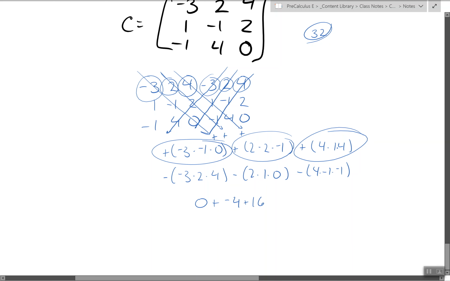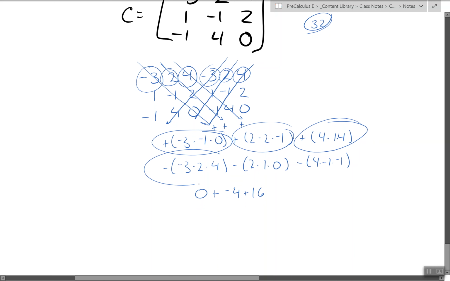Okay. Now we're moving on to the minus parts. So we've got minus -3 times 2, which is -6. -6 times 4 is -24. Minus, this one is going to be a 0 since there's a 0 there. And then minus, we've got 4 times -1 times -1. So -4, +4. Okay. Now I'm just going to distribute these signs.